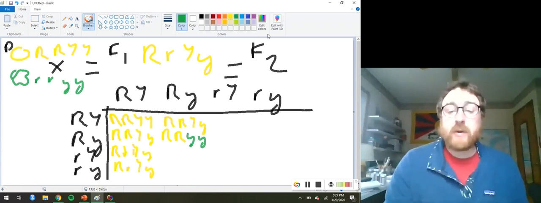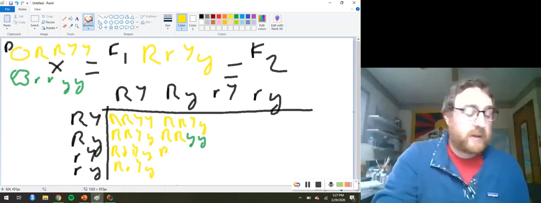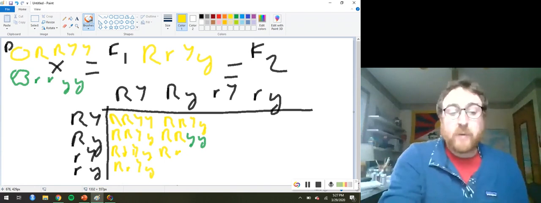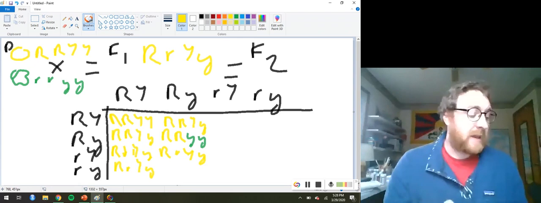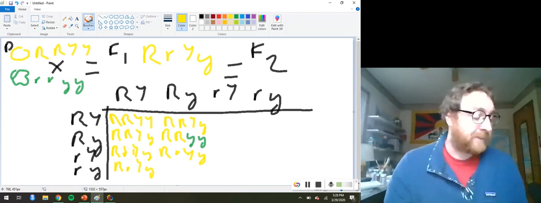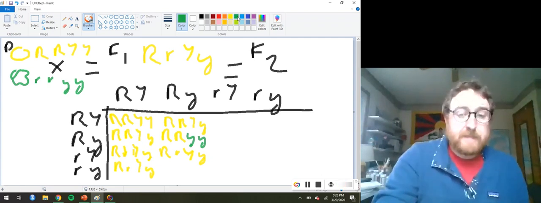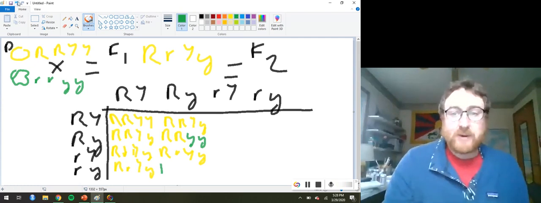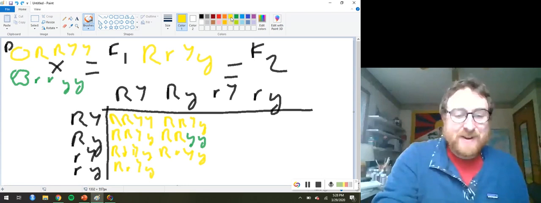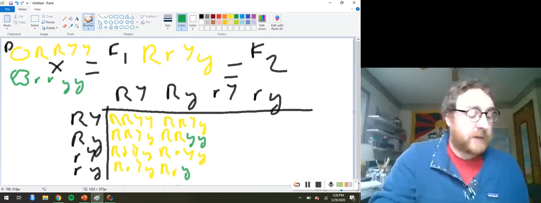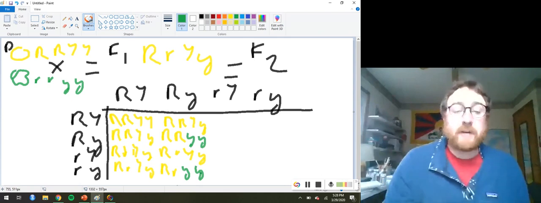And we can keep continuing down our row again. So big R, little r. So again, they're going to be round. And we have big Y this time and little y. Okay, so again, we have a smooth round individual. Below that, we're going to have a big R, little r, so they're going to be round. But again, we're going to get two recessives here. So then this individual is going to be green, like we had above.